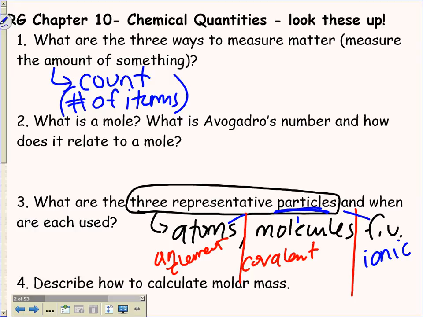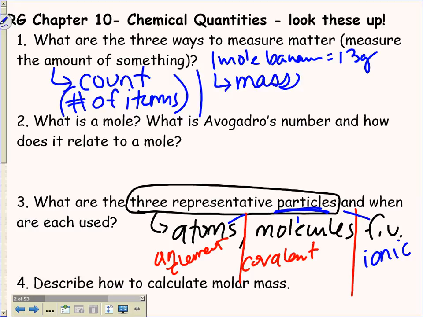Maybe weigh them, right? So what if I said a mole of bananas weighs, I don't know, 13 grams. That's way small, but work with me here, okay? So 13 grams. Instead of going, let me count all these out, you just probably go weigh it, right? So you could also mass whatever the quantity was that you're looking for, that's equal to the mole of bananas I told you, because I told you the conversion. I told you 1 mole of bananas weigh 13 grams.